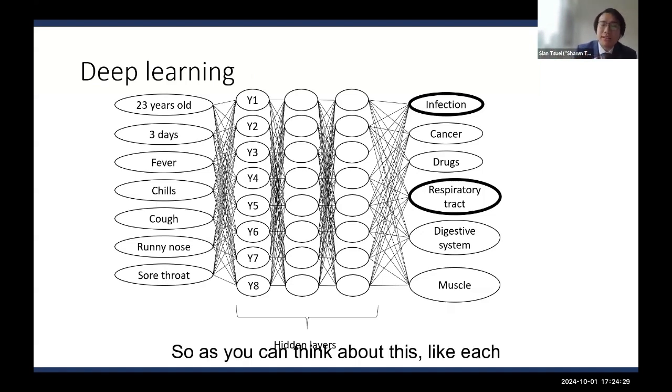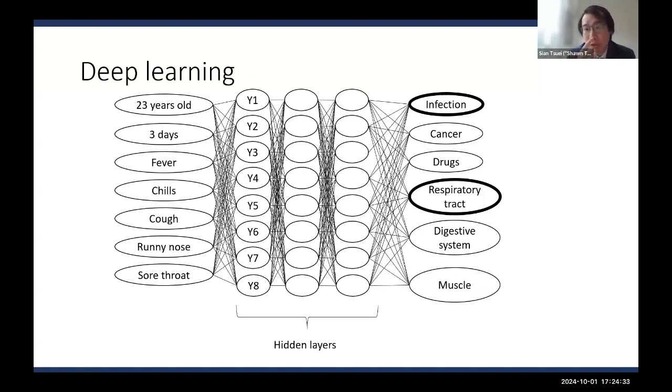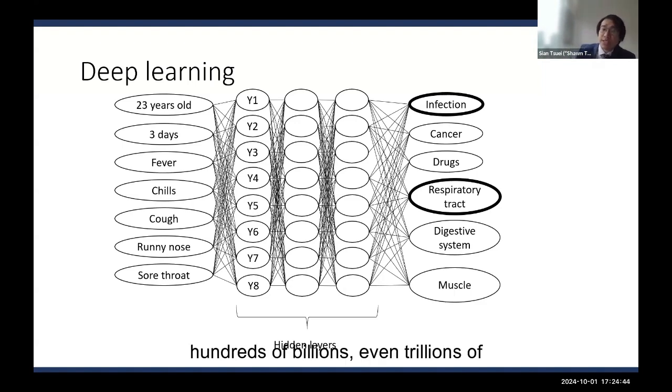As you can think about it, each of these little lines is a parameter, essentially an association between a series of variables. The reason deep learning is so powerful is that it can take billions, hundreds of billions, even trillions of parameters, so that it can arrive at very nuanced answers about what is likely going on and predict the most likely diagnosis in this case.